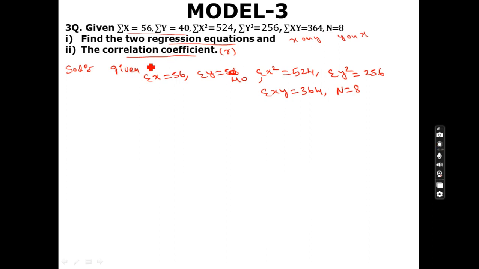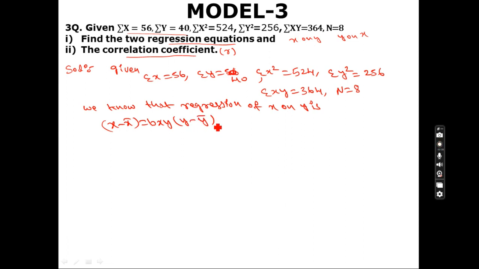After writing, what is asked is the regression equation. First we know that the regression equation of x on y is x minus x bar is equal to bxy into y minus y bar. This is the equation you know. So what do we have to find? We have to find x bar, y bar and bxy.